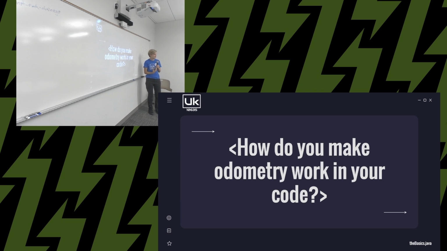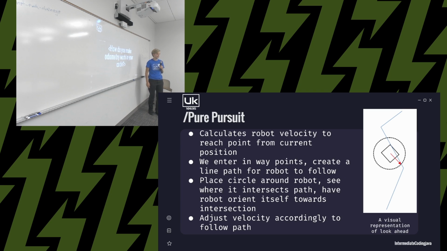But how do you make odometry work in your team's code this season? There's many different methods for doing this, one of which is pure pursuit. Pure pursuit works by teams defining something called waypoints, which would be these points on this line here, and then it connects them to make a path for the robot to follow. An important thing to note about pure pursuit is the robot only roughly follows this path.